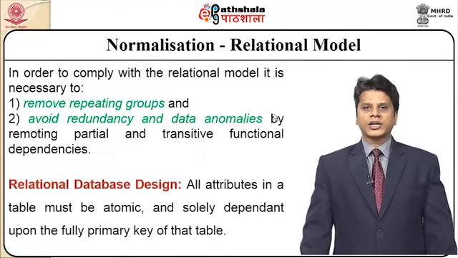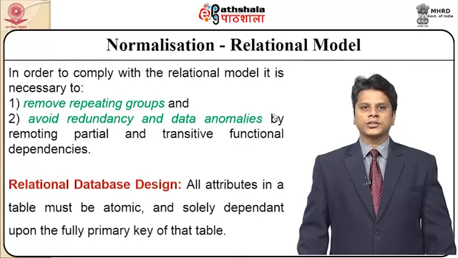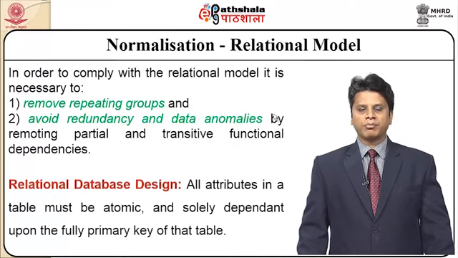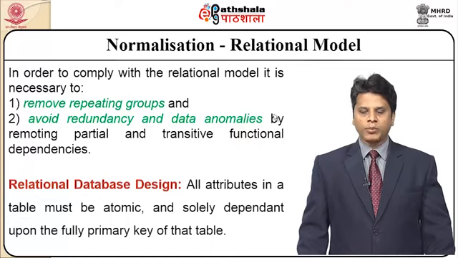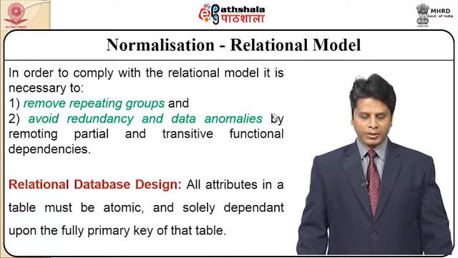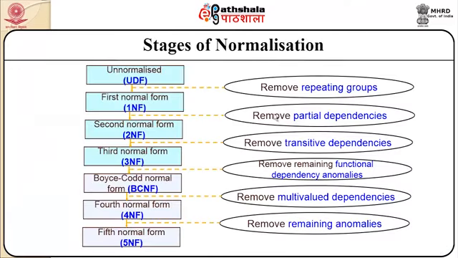So as we have indicated in the previous session, in order to comply with the relational model, it is necessary to remove repeating groups and avoid redundancy and anomalies by removing partial and transitive functional dependencies. As far as relational database design is concerned, all the attributes in the relation must be purely atomic and solely dependent upon the full primary key of that particular table. So, these are the various stages of normalization.